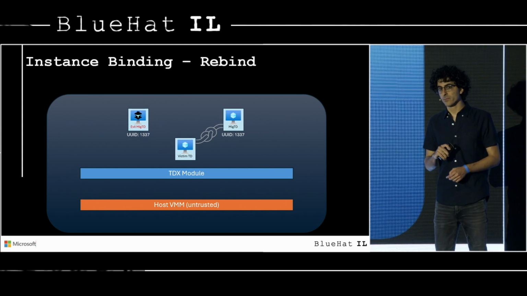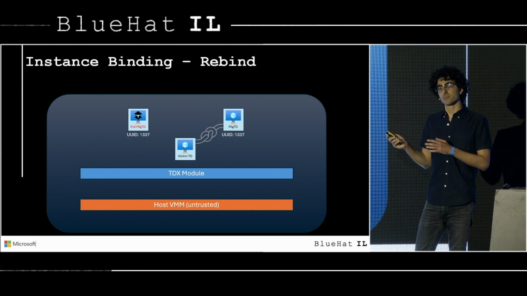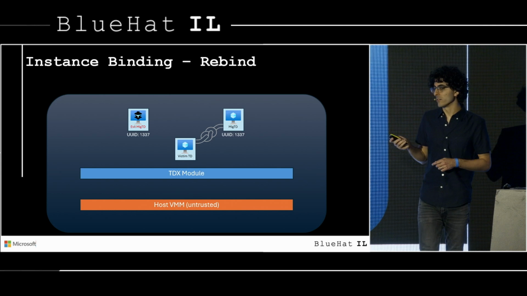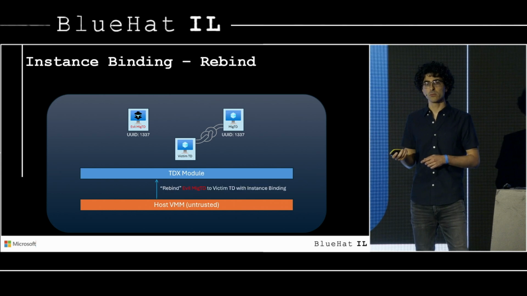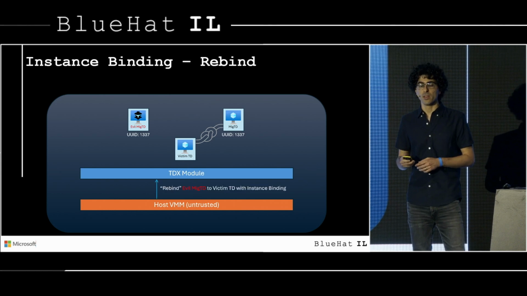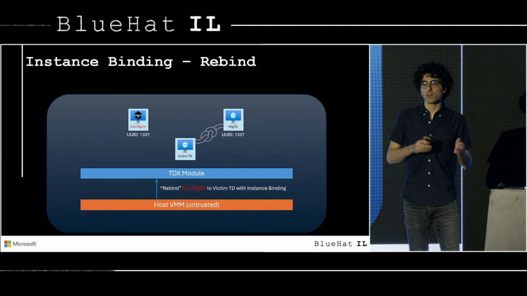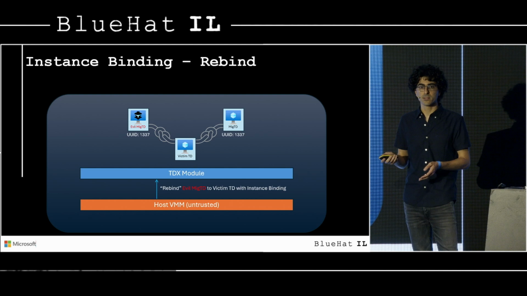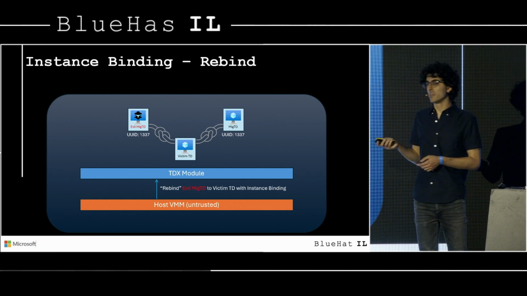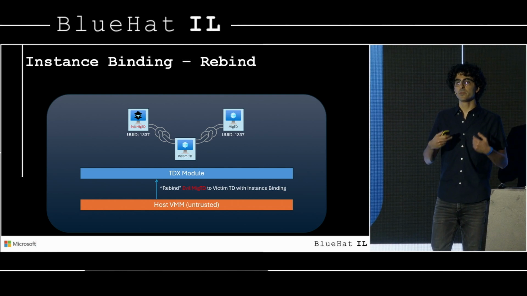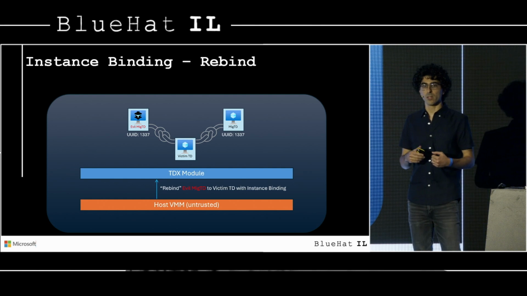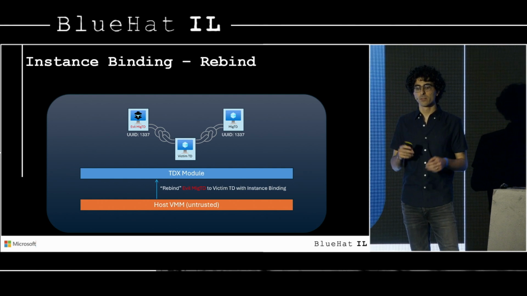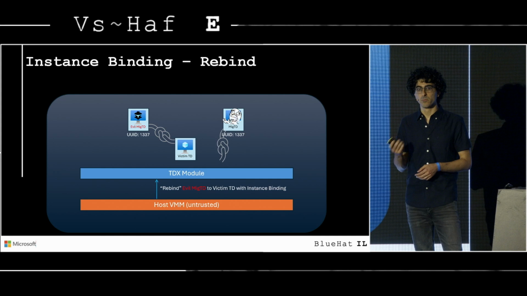Time for the rebind. This part is actually pretty straightforward. All the host needs to do is to call the bind function with instance binding enabled. And since the UUID of our evil migration TD is the same as the one in the binding table, the binding succeeds. But not only that, since the hash is actually updated to the evil migration TD that's being rebound, the original binding breaks.